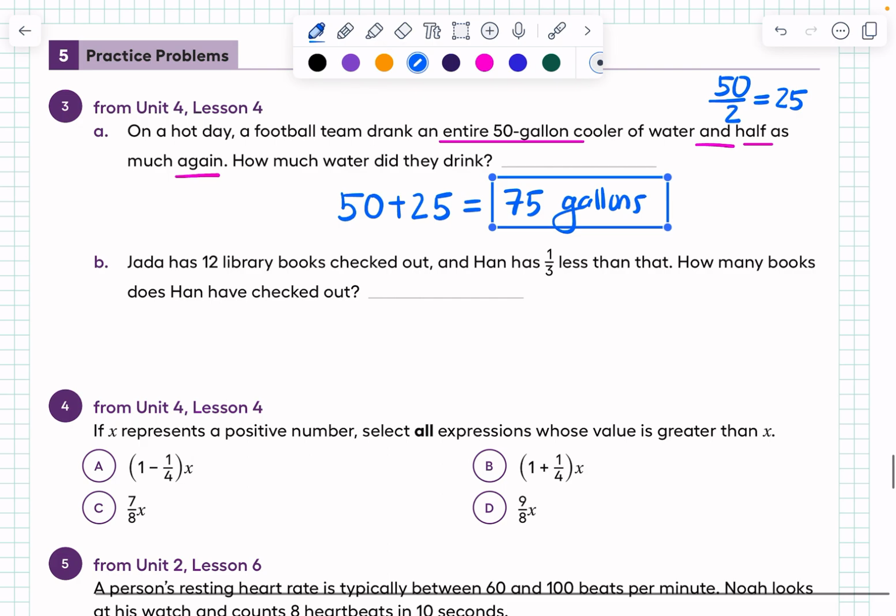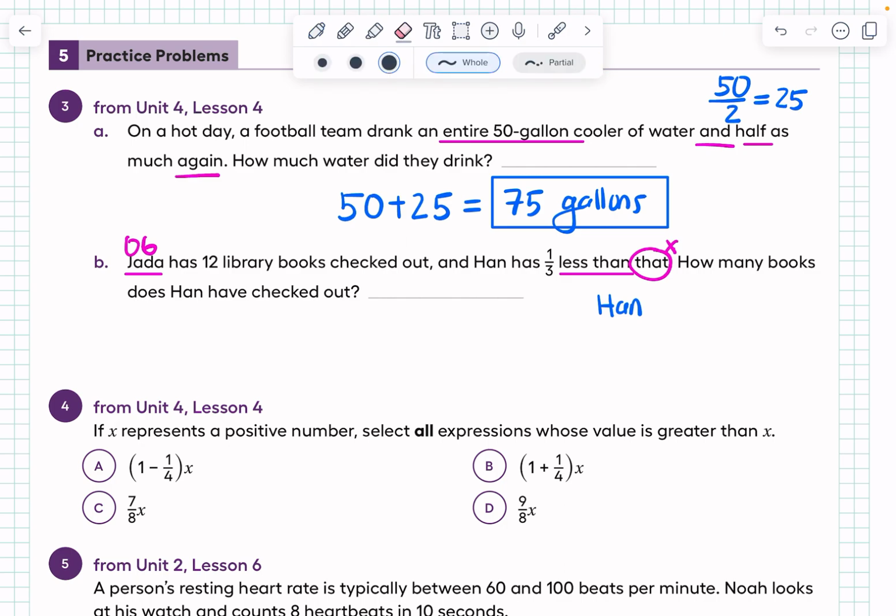All right, B. Jada has 12 library books checked out and Han has 1/3 less than that. How many books does Han have checked out? Okay, so we have less than that. This is like those activities that we were doing where Jada is the OG and Han is the new.